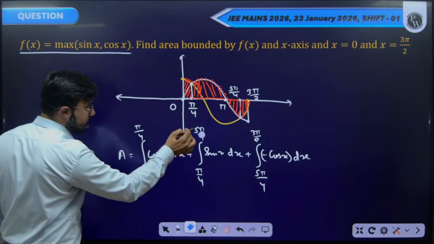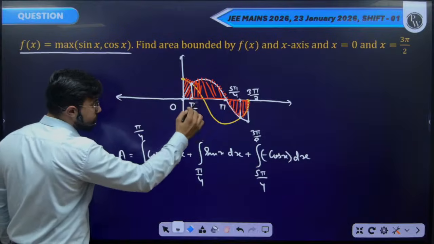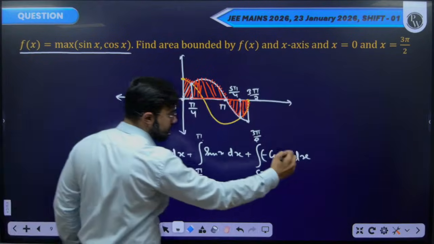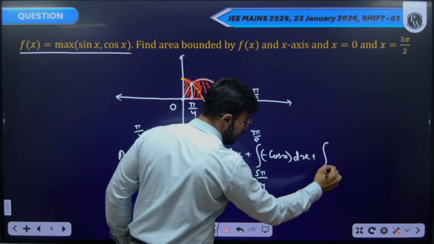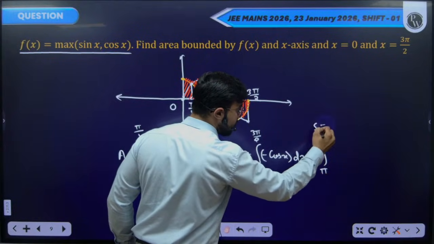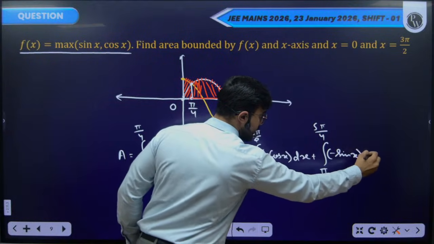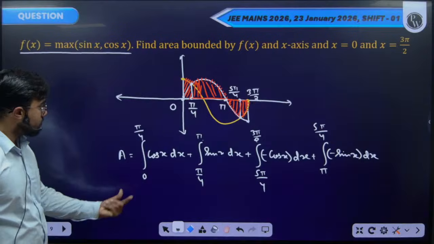Similarly, you have to break this also, because from pi by 4 to pi it is positive, and from pi to 5 pi by 4 it is negative. So we can calculate separately. From pi to 5 pi by 4 it is minus sin x dx, right?